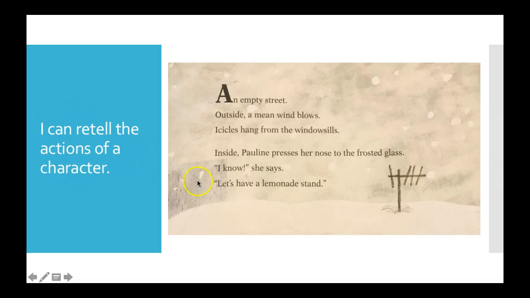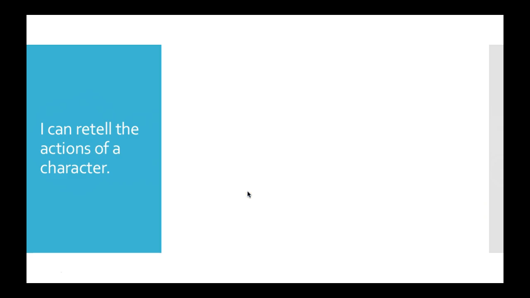I see an important first step here. Do you notice it? There was a step of the design process that Pauline went through here. It wasn't simulating. It wasn't advocating. What did she do here, friend? Yes, she came up with an idea. She ideated. She came up with an idea for what to do when she was bored, to solve her problem. "Let's have a lemonade stand."